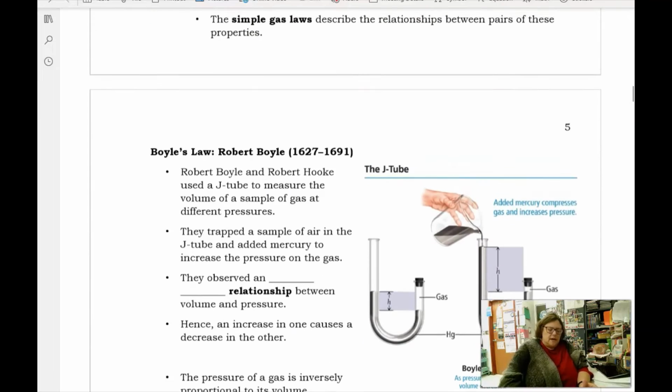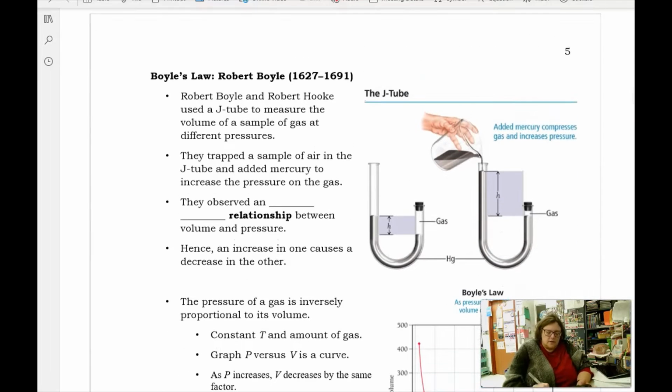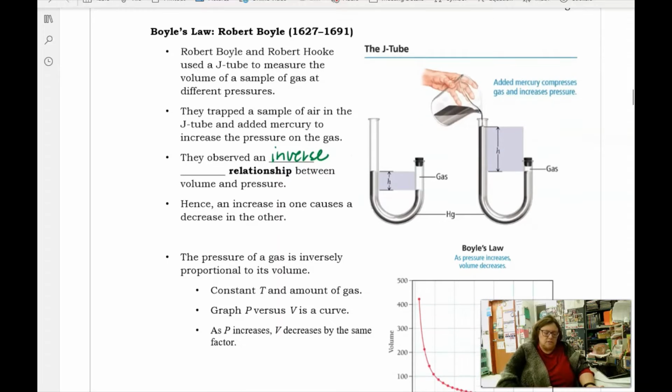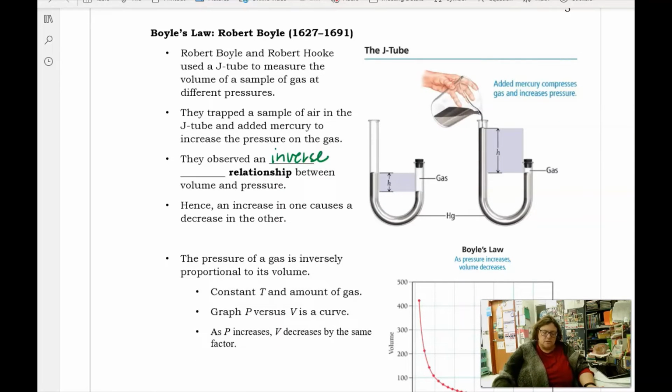So the first simple gas law is Boyle's law. We already talked about this. This is an inverse relationship between volume and pressure. There's only one blank there, just because I put the picture in, it looks like it's 2 blanks. So here you've got a picture of a J tube, and we've got mercury in there, and we have this amount of space. If we increase the pressure by adding more mercury, that's going to force that space to get smaller, and so that will increase our pressure.